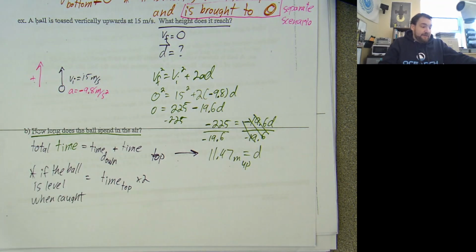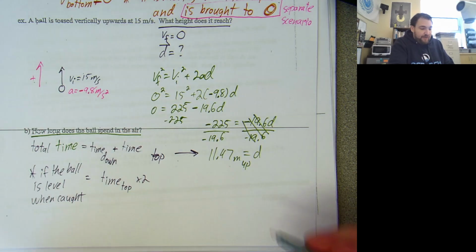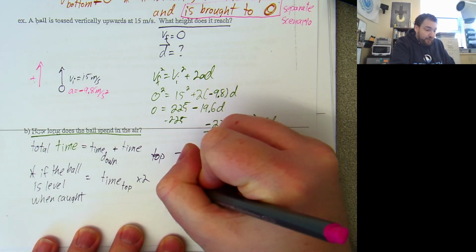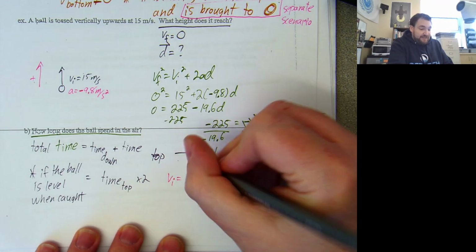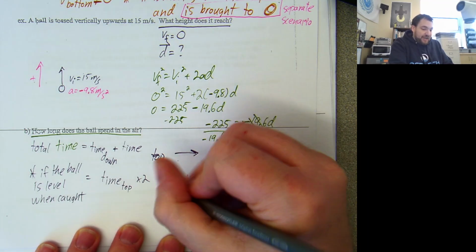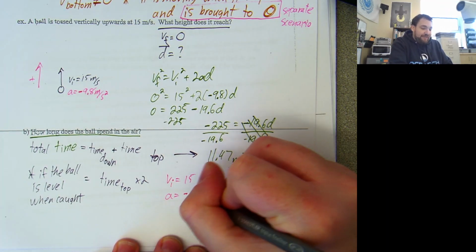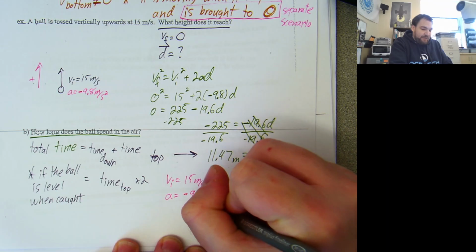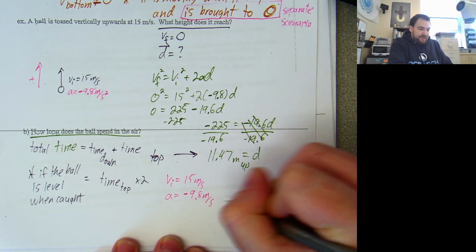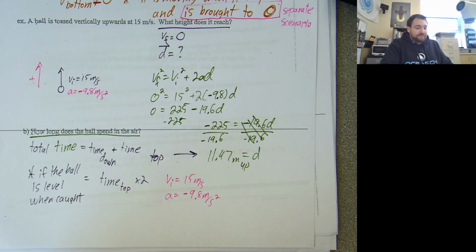There's more than one way to do this. If you're going to do it that way, you can say, okay, I know the initial velocity is positive 15. I know the acceleration, because the object is thrown, is due to gravity. It's negative 9.8 meters per second squared.